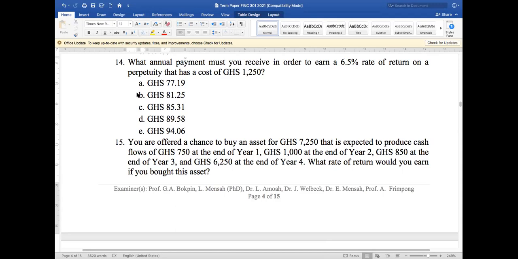Sir, the answer is 81.25 Ghana cedis. Is that Claudia? Yeah, that is correct. Okay, so that is that. We simply do a multiplication: 1250 by 0.065, and that should give you the answer.